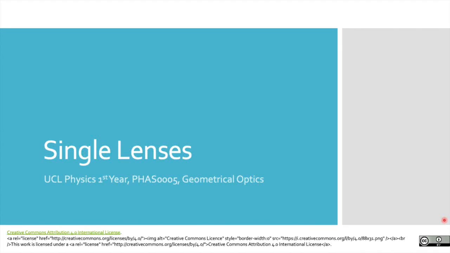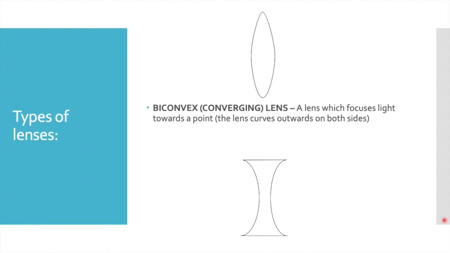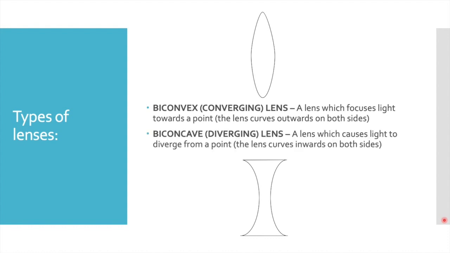Hey, welcome to our video on systems of single lenses and how they work. And this is a crucial part of geometrical optics. So the two types of lenses we'll be focusing on are biconvex, which focus light towards a point, that's the top image, and biconcave, which cause light to diverge from a point, that's the bottom image.